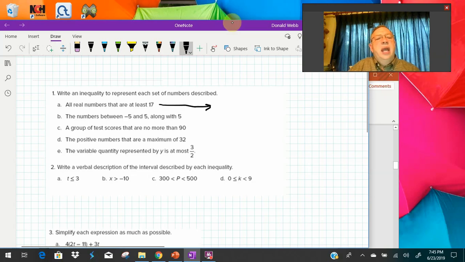I'm going to go right out here, and I'm going to say these are all the real numbers that are at least 17. So x needs to be bigger than or equal to 17. All the numbers, so this could be 17, 18, 19, but at the very least 17. Here, we're going to write as the numbers between negative 5 and 5 along with 5. So negative 5 less than x, but we can also include the 5. So I need to put my equal sign down here and then my 5. So this is this one.